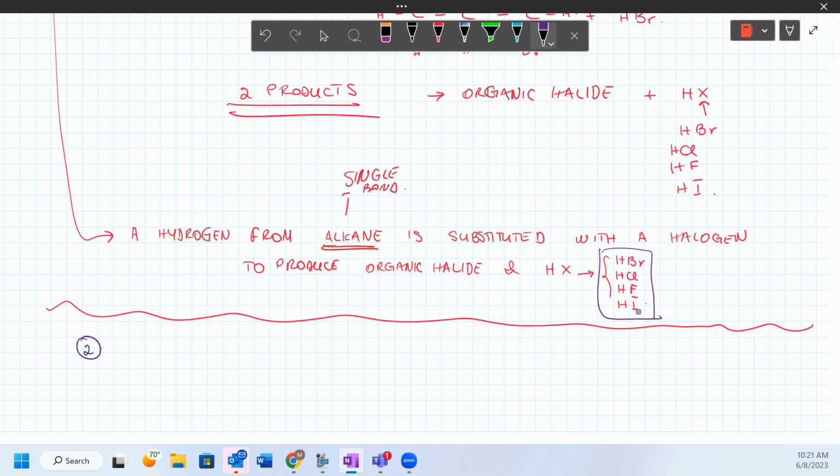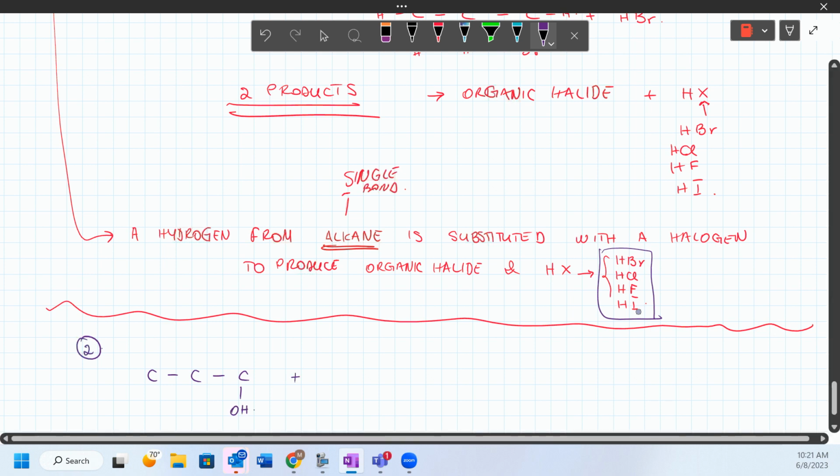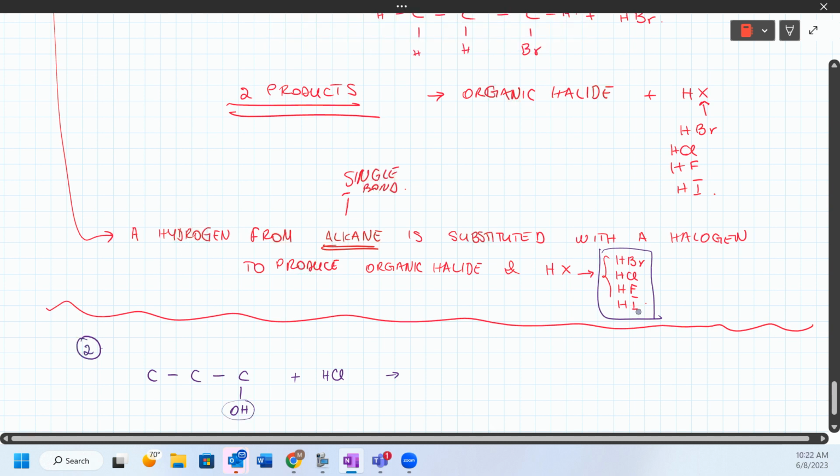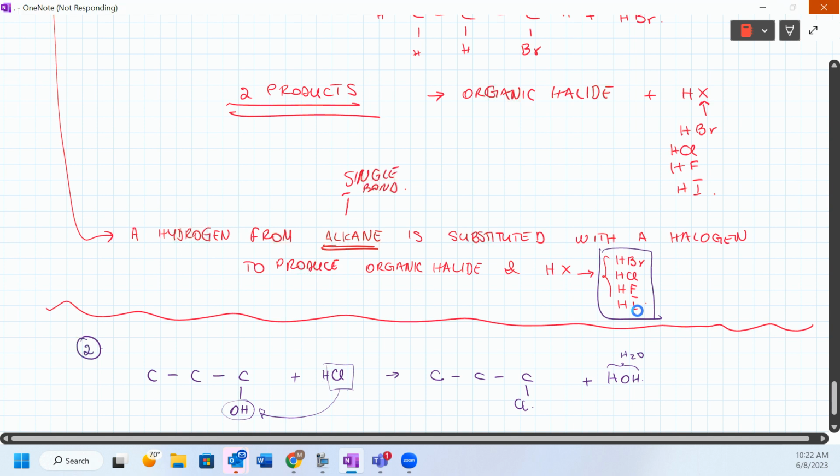So let's suppose that we have this OH here, and it is reacting with HX. Let's suppose that is hydrochloric acid. So now what is happening is this hydroxyl is replaced with the halogen. Then what we have here is C, C, C, and here we have Cl. And as a result of this, we have HOH, which is nothing but water.